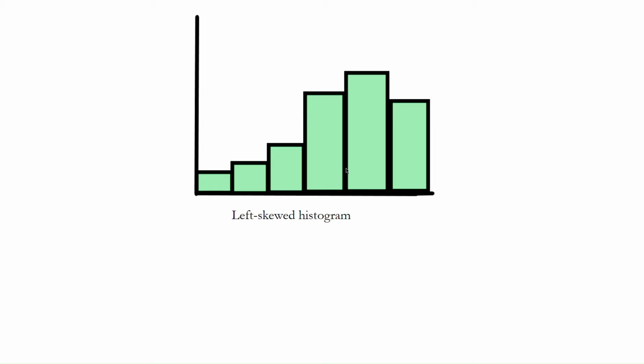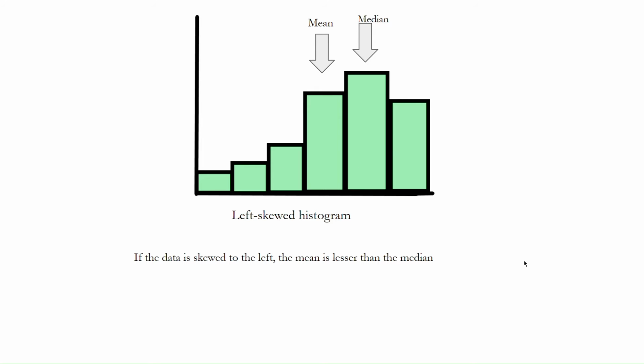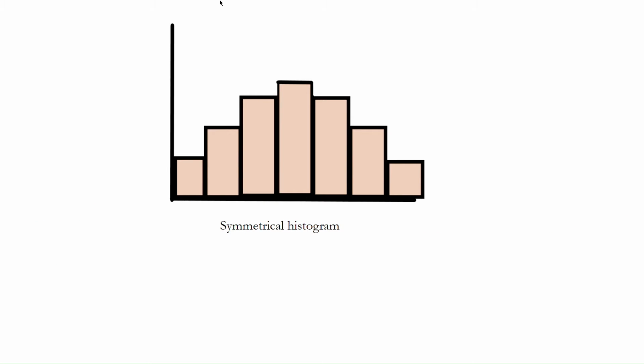Now let's look at a left skewed histogram. To identify a left skewed histogram, look at the left side of the histogram and see if it's pressed down or not. Similarly, if the data is skewed to the left, the mean is lesser than the median. Before, the mean was greater, now it's lesser, because the mean is again closer to the middle, to the center, but the median is closer to the top, and the bigger numbers are usually on the right side of the histogram.